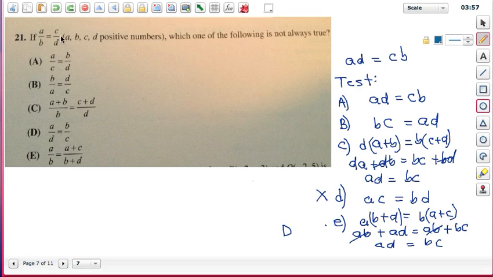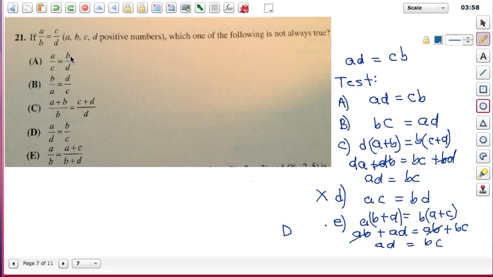If A over B is equal to C over D, which of the following is not always true? So if you cross multiply this, you have AD is equal to CB. Now let's go ahead and test each of these choices.